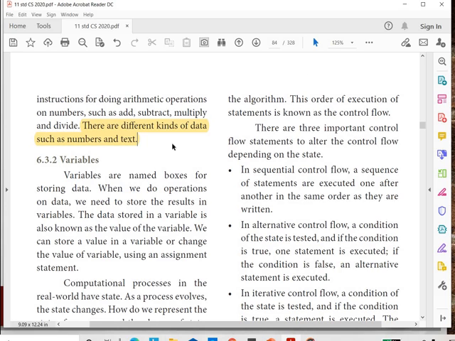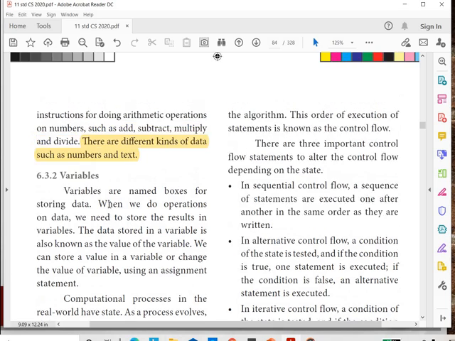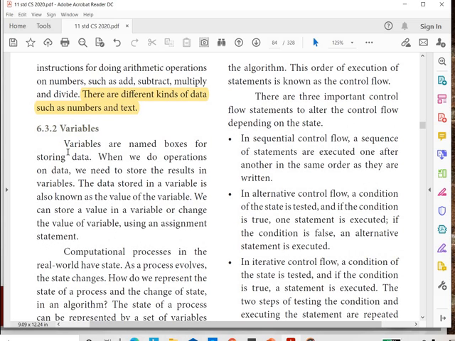So adding of numbers means the data type is number. If you add two words like good plus morning, it becomes good morning, then it is text. So in programming you are going to do many things. Then what is a variable? Variables are named boxes for storing data. So we cannot use data without a variable in a programming language.